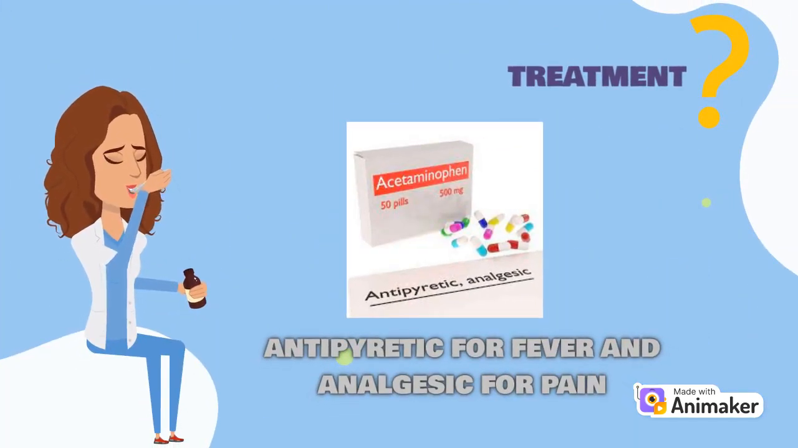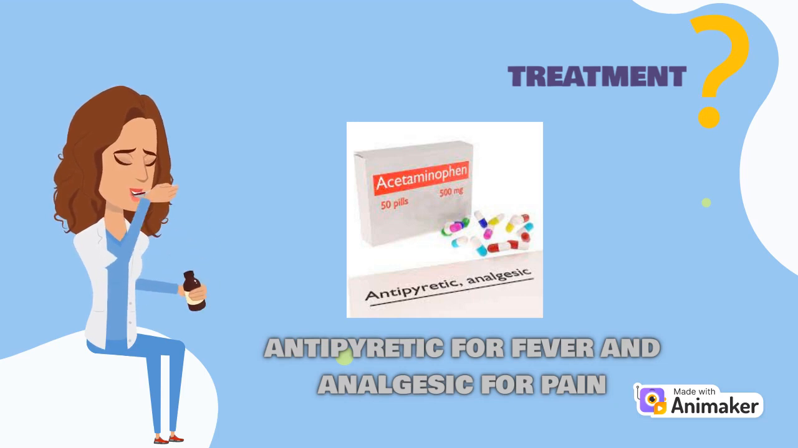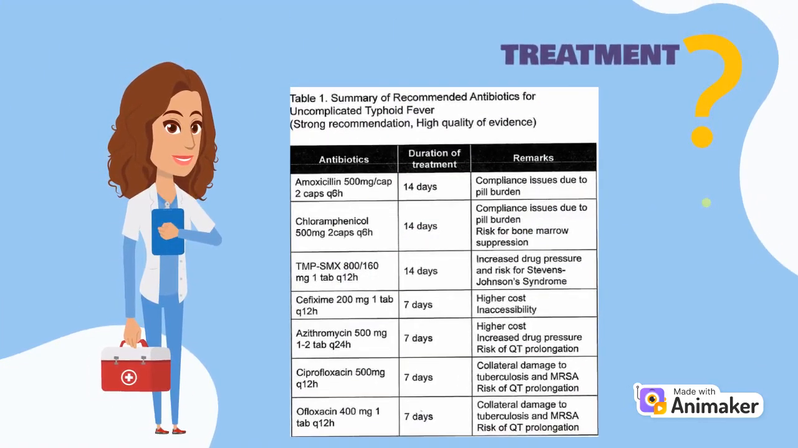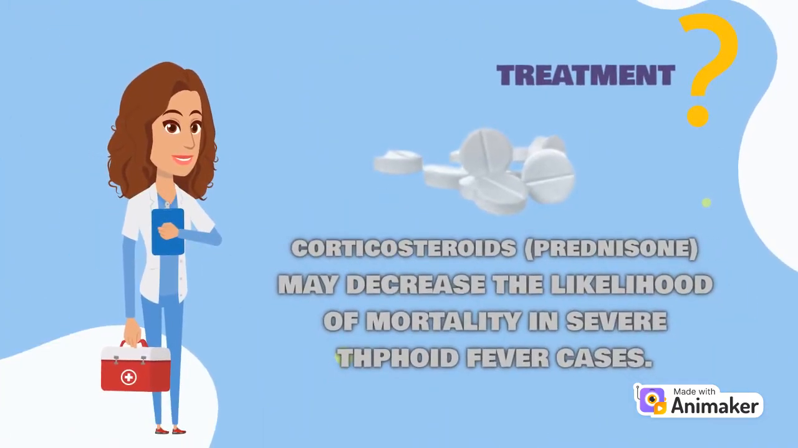For the treatment, give antipyretics for fever and analgesics for pain. These are also the recommended antibiotics for uncomplicated typhoid fever, which include amoxicillin, chloramphenicol, TMP-SMX, cefixime, azithromycin, ciprofloxacin, and ofloxacin. Corticosteroids or prednisone may decrease the likelihood of mortality in severe typhoid fever cases.